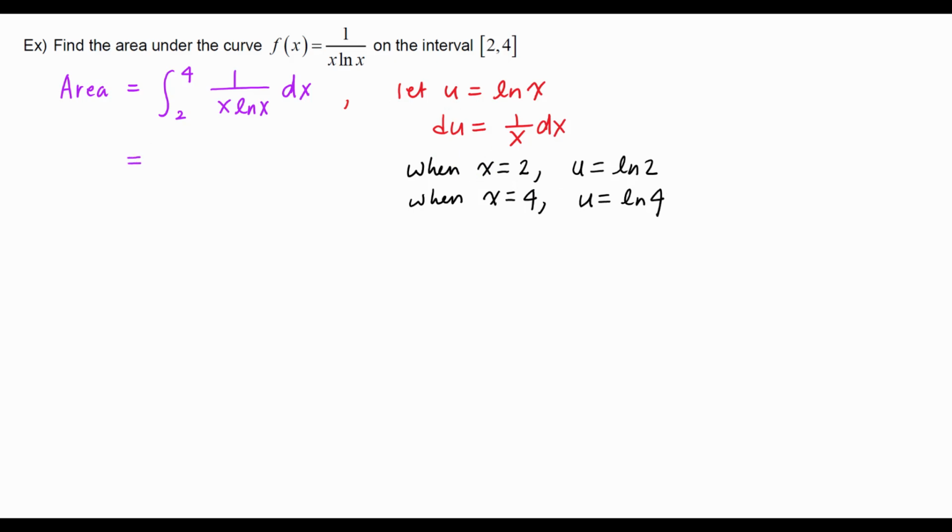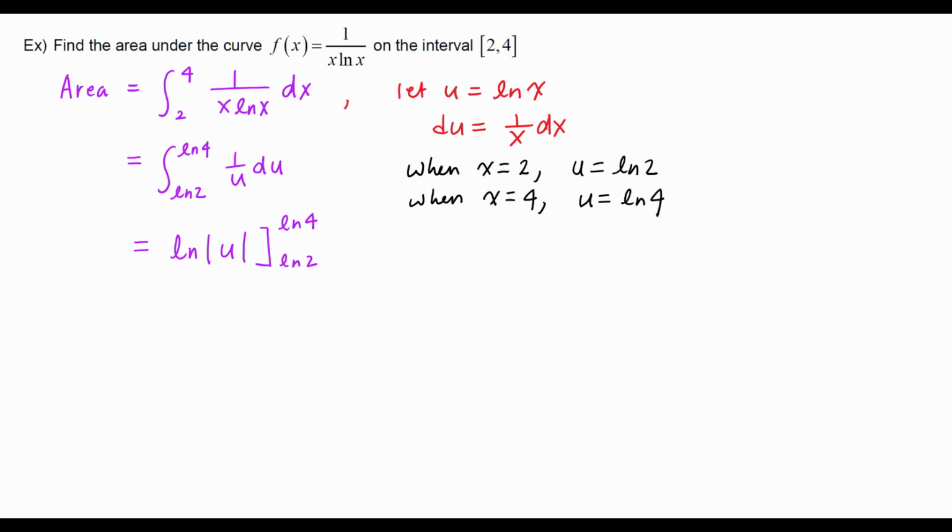So we're ready for substitution. Then this is equal to the integral. What is my lower limit for u? That is ln 2. What's my upper limit? ln 4. And 1 over ln x is my 1 over u, and 1 over x dx is my du. Very nice. And the integral of 1 over u du is ln of the absolute value of u from ln 2 to ln 4.